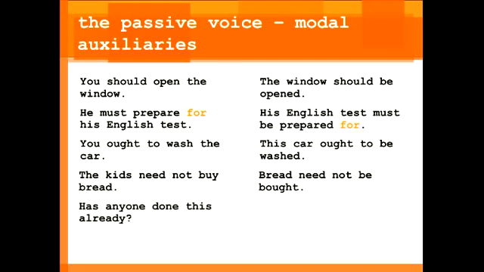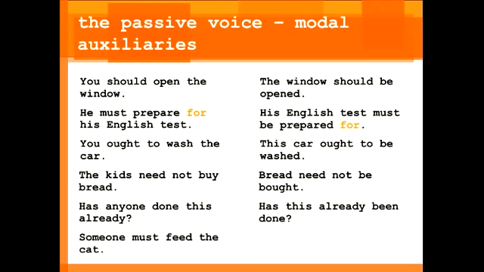And then we have, has anyone done this already? And in the passive, has this already been done? And then we have, someone must feed the cat, which in the passive becomes the cat must be fed.